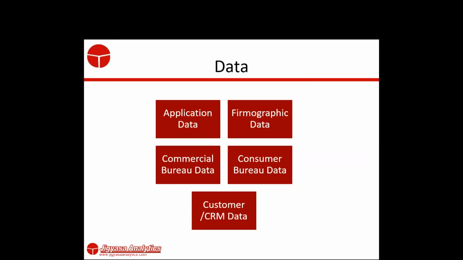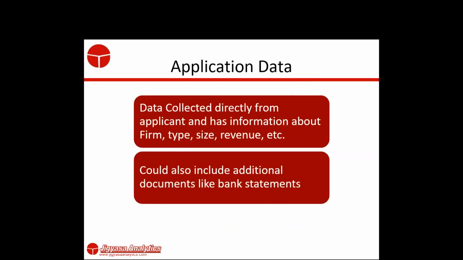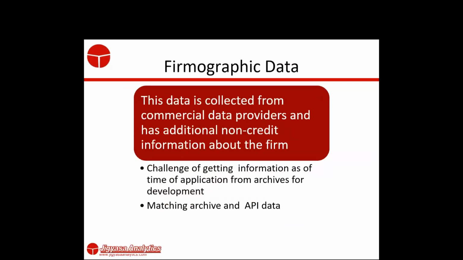If you are from the industry, you're probably familiar with all of these, but I'll just talk a little bit about it. First of all, the application data. This is data collected directly from the applicant and has information about firm type, size, revenue, etc., the amount of loan needed, all of that. This application data could include additional information you might want, like bank statements as well. So that's application data.